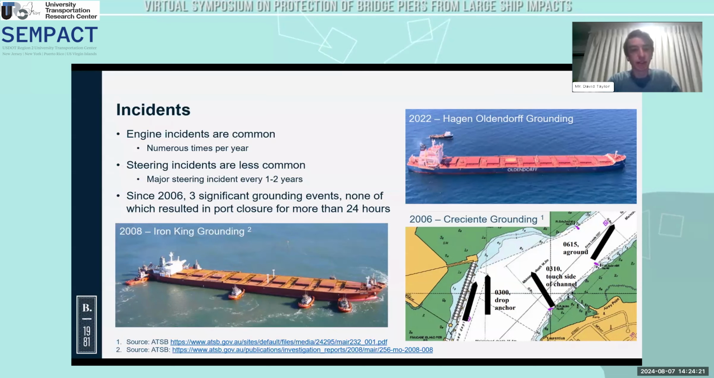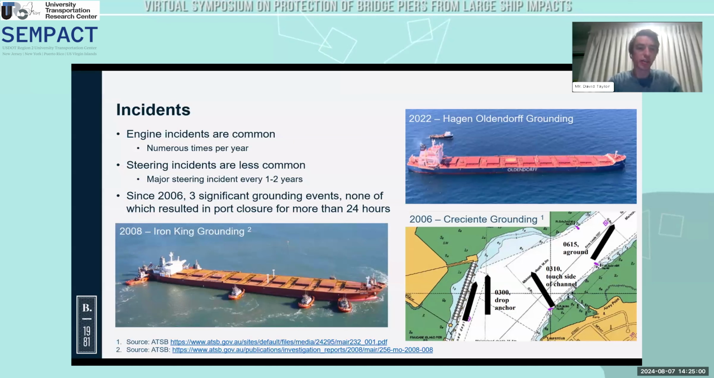So engine incidents occur very commonly. They occur numerous times per year or even per month. Ships experience engine incidents when they're departing the port. It's a particularly harsh environment for a ship to be departing, due to the engine load that's required to transit the channel and the restricted water depth that's available. So it puts a heavy load on the mechanical systems related to the engines.